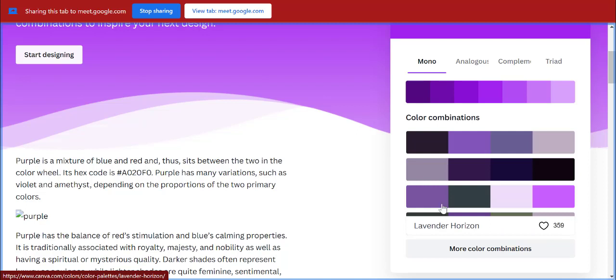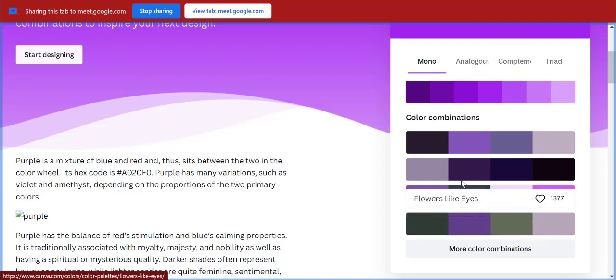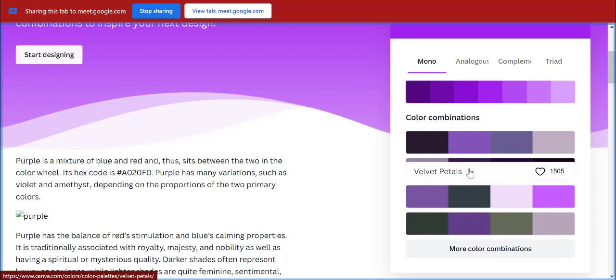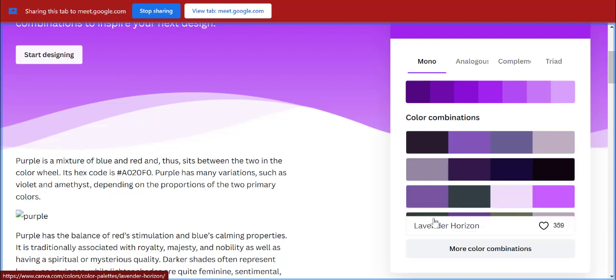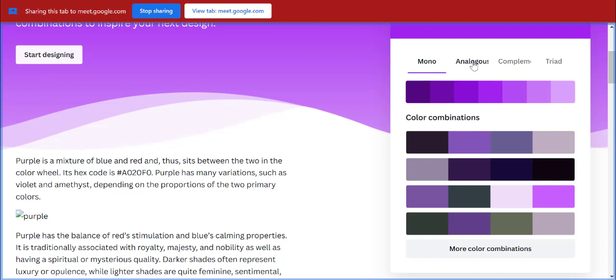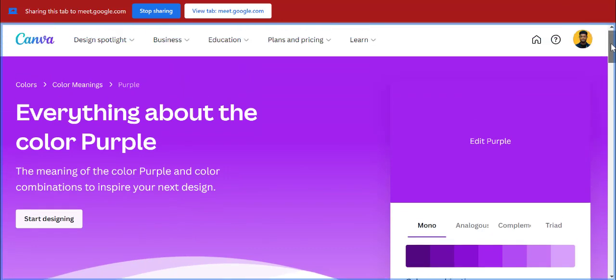And I think all these color combinations have names. I'm seeing petal, velvet petal. I'm seeing flowers. Hey, I'm seeing lavender horizon and so many things. So you could just try them out and see the kind of designs you can create with those color combinations.